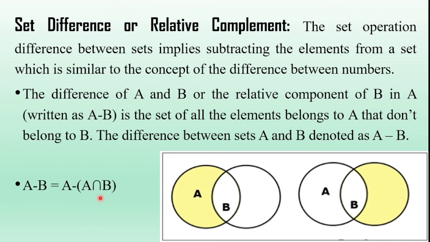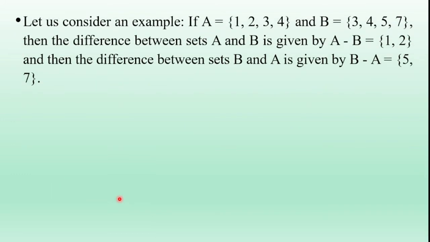So first calculate A intersection B. And what is A intersection B? Capital A and capital B are the two sets. Using the intersection definition, the intersection of the two sets A and B is the set consisting of all the elements that are common to both the sets. So A intersection B is the common elements of set A and set B. What are the common elements here? 3 and 4 are the common elements, that is A intersection B.